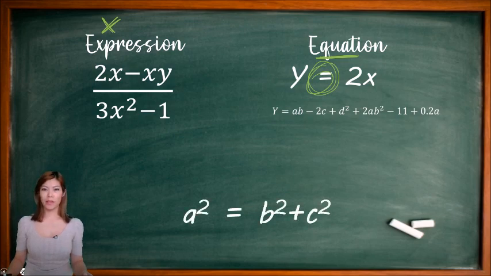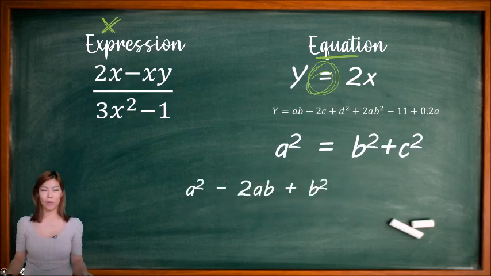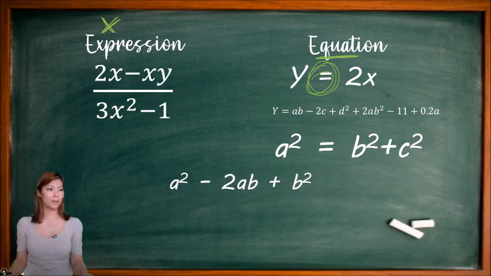What about Pythagoras' theorem? a squared equals b squared plus c squared. It has an equal sign, so it is an equation. What about this one? A perfect square. a squared minus 2ab plus b squared. Well, it has no equal sign, so it's an expression.